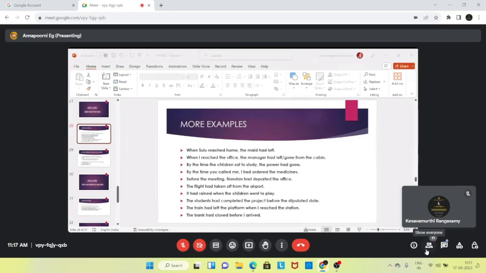Okay, ma'am. Next one, Appu. The students had completed the project before the stipulated date. Stipulated means before the mentioned date. Okay. Next one. Kavini, you can do the last one. Next, Aradhana.